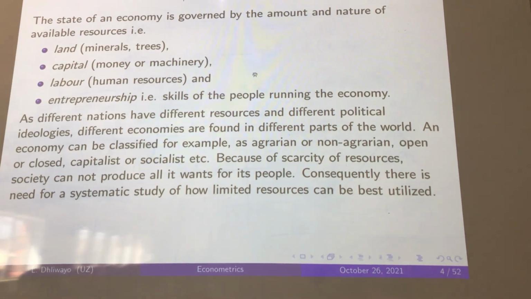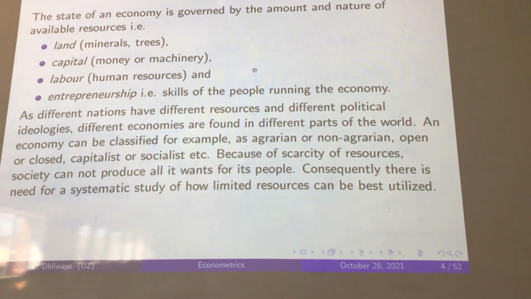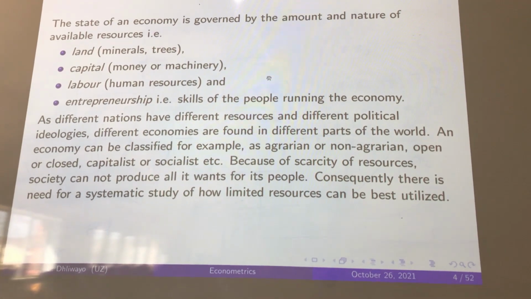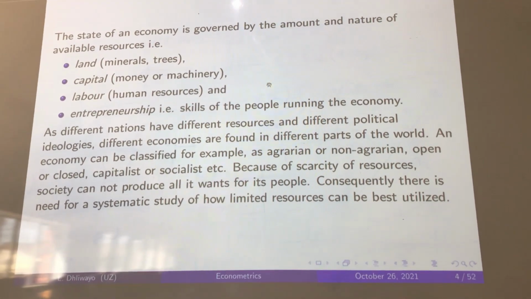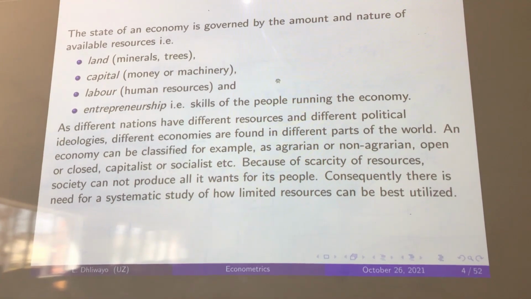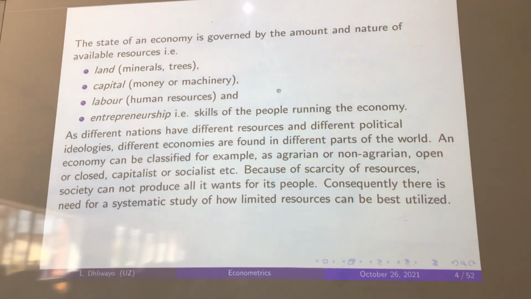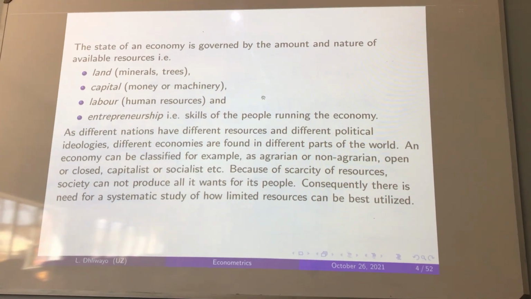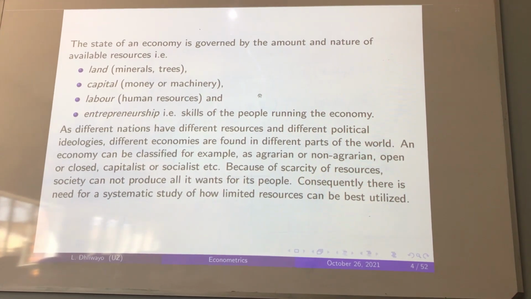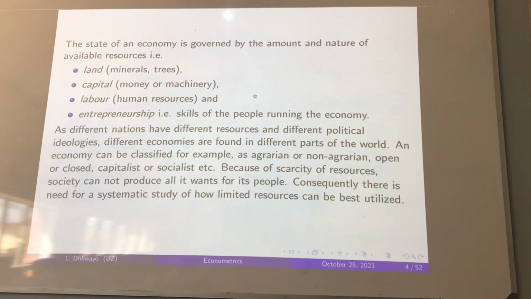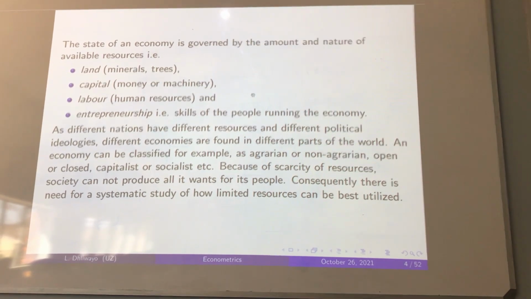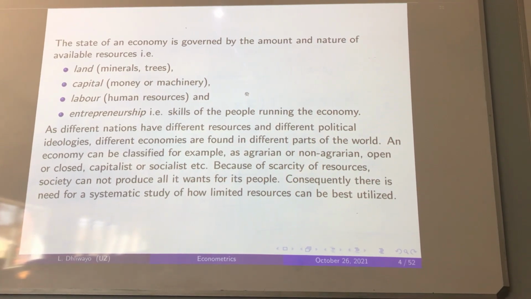Now, the state of an economy is governed by the amount and the nature of available resources, i.e., land, that is the minerals, the trees, and so forth. The capital, that is the money or the machinery. Then labor, that is human resources. And also the entrepreneurship, i.e., skills of the people running the economy.